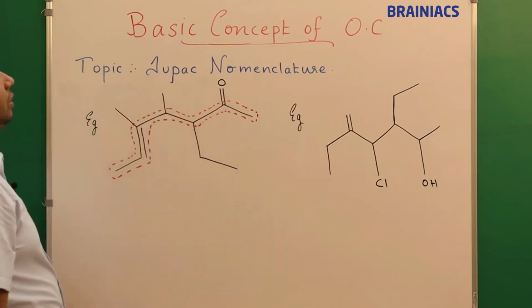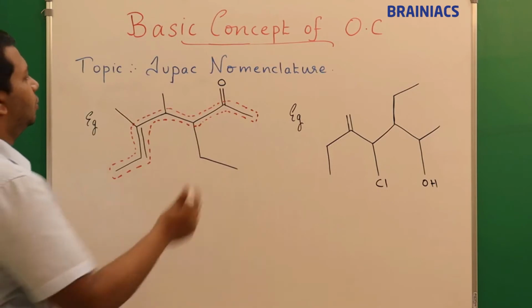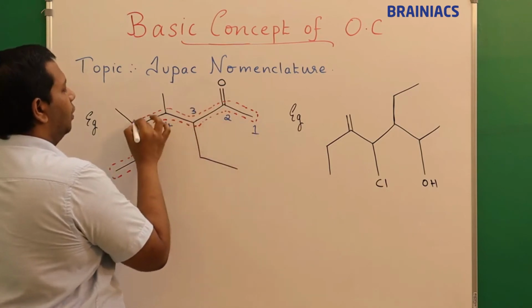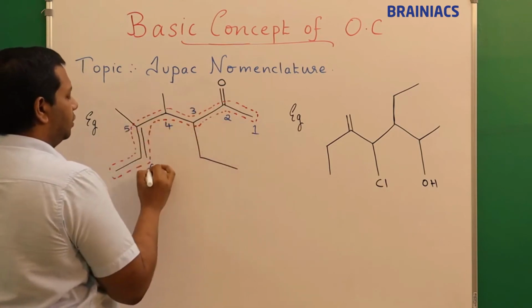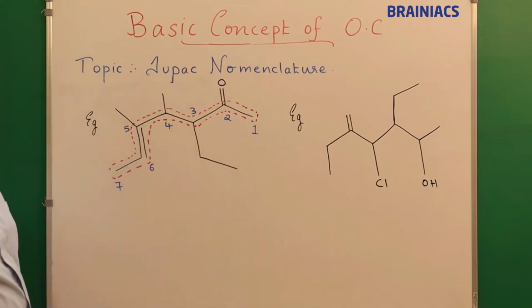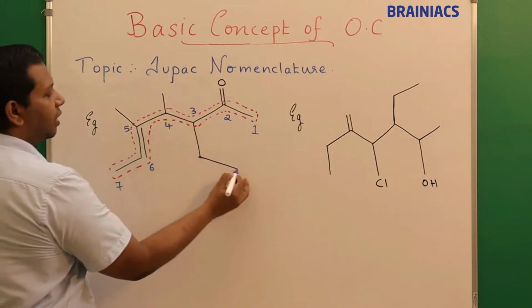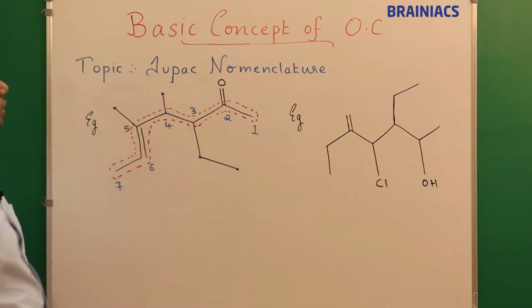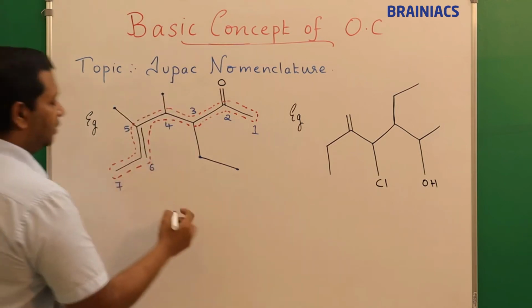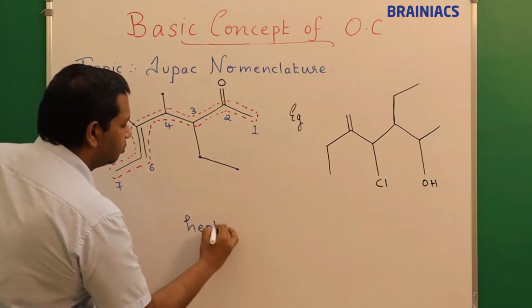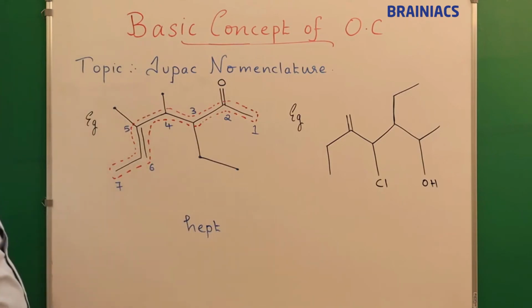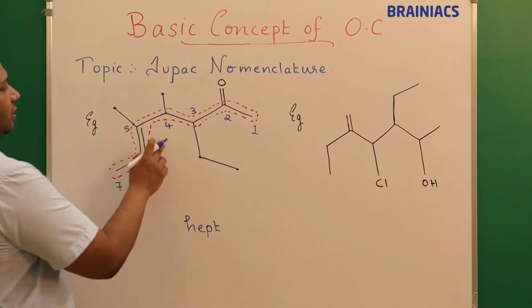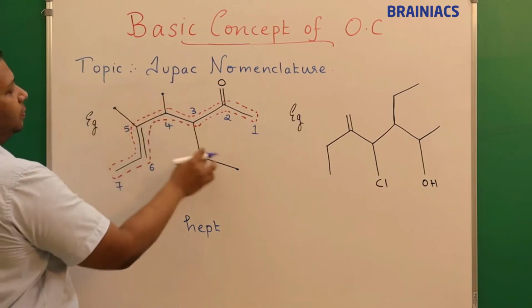Now numbering: as you know, the functional group should get the minimum number, so it should be 1, this should be 2, 3, 4, 5, 6, and 7. Correct? At the third position you can see a 2-carbon substituent, it's an ethyl. Fourth position you have a methyl. Fifth position you have a methyl. How will you put the word root? 7 is there, so we use the term hept. No primary prefix, it's not a cyclo compound. The secondary prefix is there, substituents are there. So at 4 and 5 you have a methyl group, and at the third position you have an ethyl group.